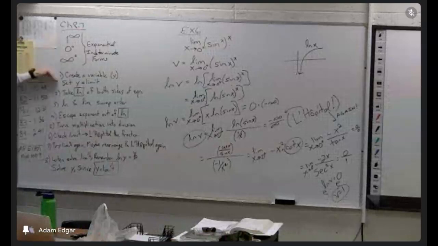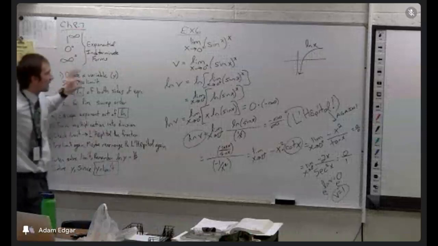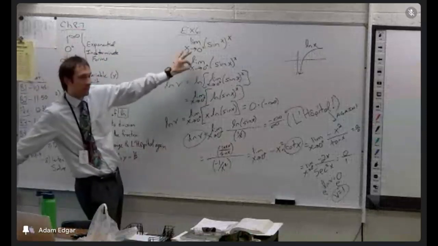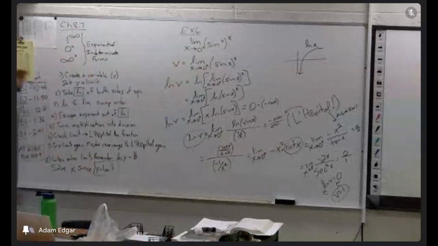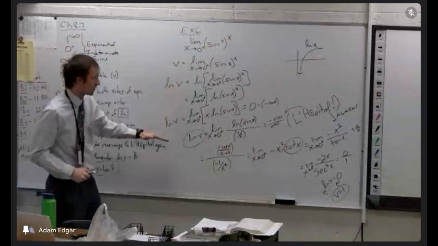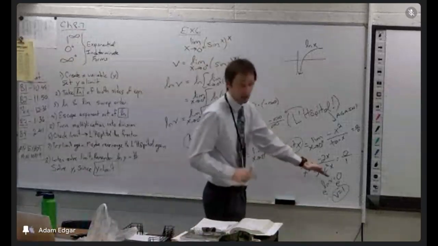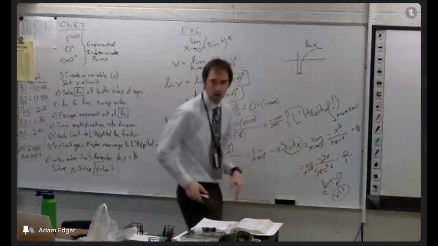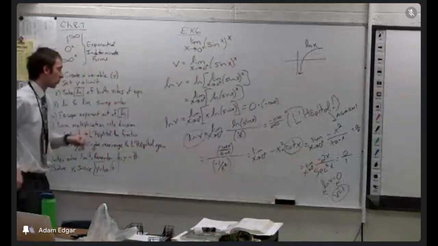Create a new variable, y or v or w, whatever you like. Define that variable as the value of the real limit. Then take the natural log of both sides and go from there, where this side just sits here and waits until you finally have a limit, and then don't forget to e it. And that's the true limit. Let's do one more of these nasty things, and then we'll be done.